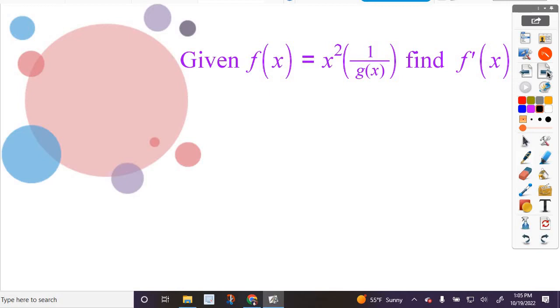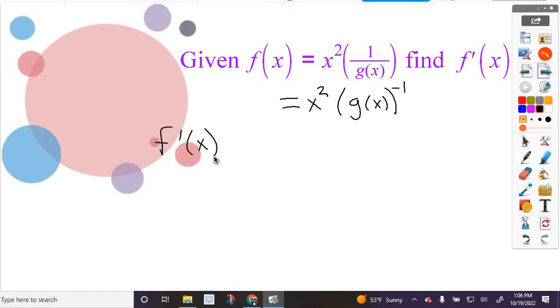Yes? Okay. Now, first off, it might be helpful to rewrite this as what? 1 over g of x to the negative 1. There you go. So g of x to the negative first power. Okay. So now, what operation is happening between my x squared and my g of x stuff? Multiplication, which means we have to use our product rule whenever I take my derivative.